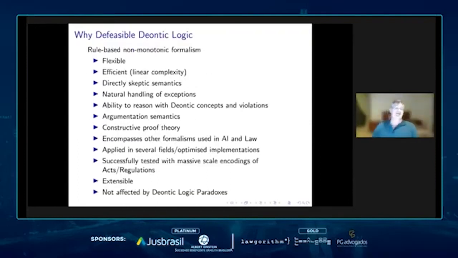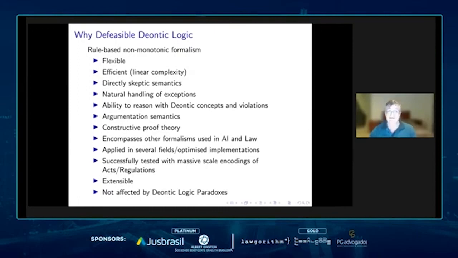So here is just my used-cars salesman pitch for defeasible deontic logic. It's a rule-based non-monotonic formalism. It is efficient, indeed: it has linear complexity. It has a natural directly skeptical semantics, which means we don't have to compute all possible extensions and take the intersections. We can do the computations directly. And related to this, it has a natural ability to model exceptions in an efficient way.